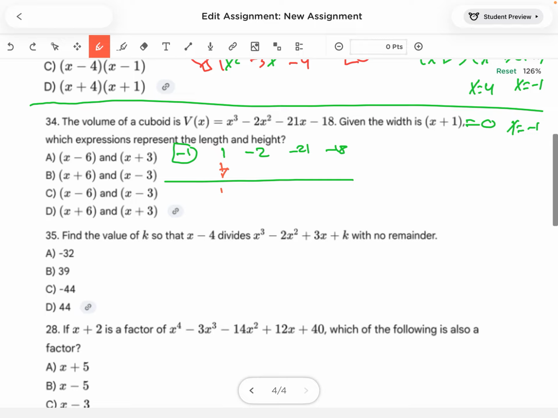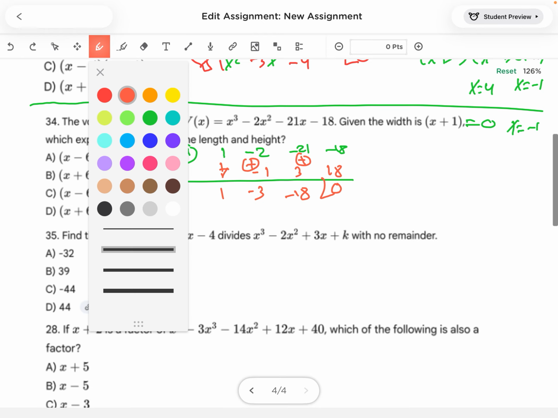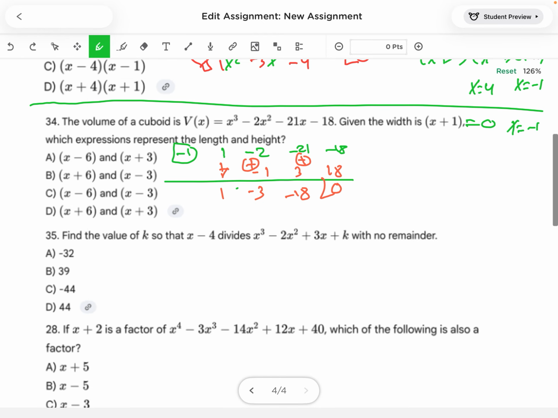It went down. Negative 1 is negative 1. Add them. Negative 3 by negative 1 is 3. Add them. Negative 18 by negative 1 is 18. The remainder is 0. It should be 0. The highest power is 3. So I have to start with x squared. And this is x. So now we are having x plus 1 with x squared minus 3x minus 18. Mode 5, 3 for these, you will have x minus 6 or x plus 3, and these are x plus 1. Well, the answer is again A.